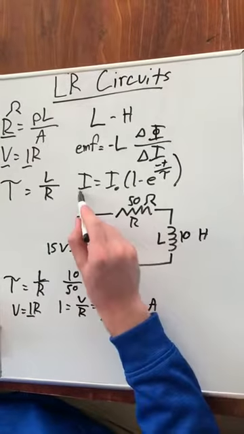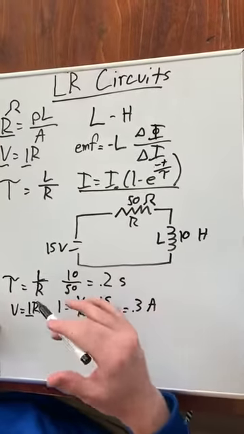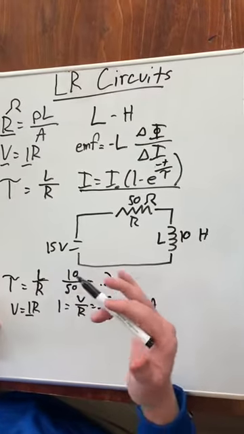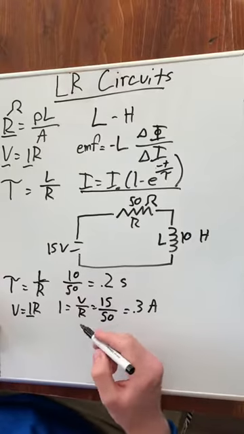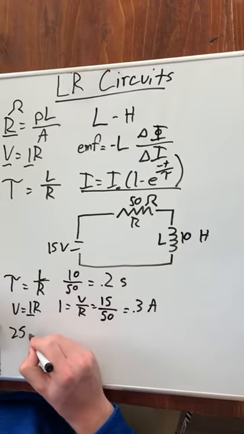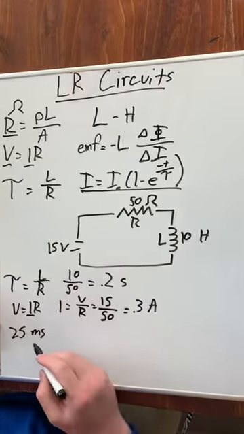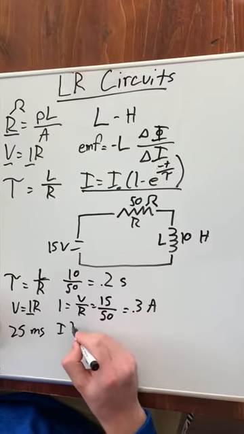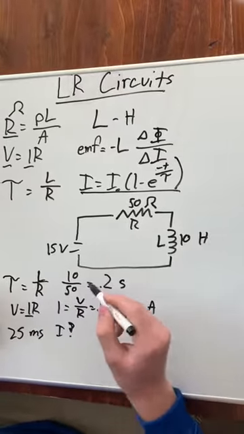And the next question we're going to do is a little bit more complicated, using that last equation we talked about here. It's if you want to find the current after a certain amount of time after the switch has been turned on. So we're going to say 25 milliseconds after the switch has been turned on to start the circuit, what is our current? So we're going to use this equation.